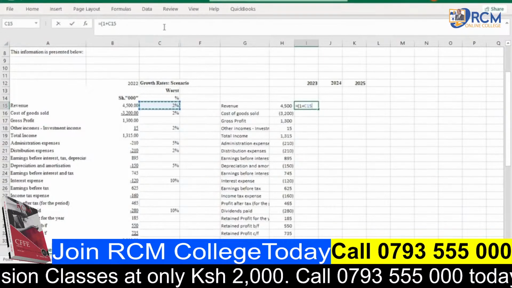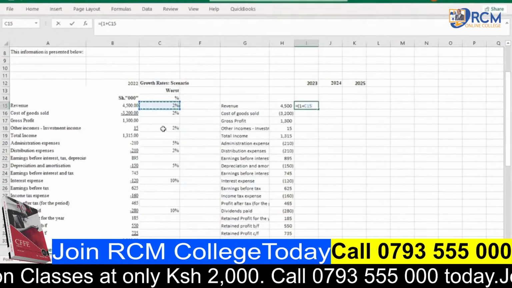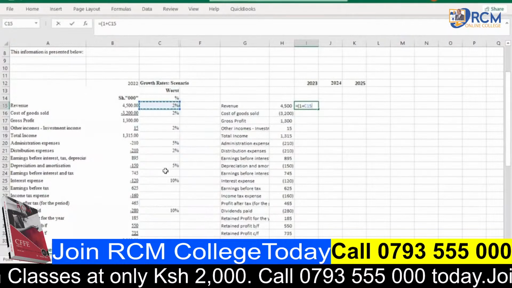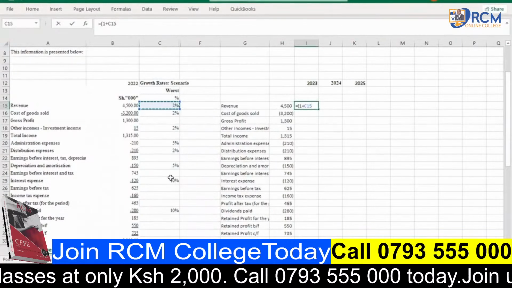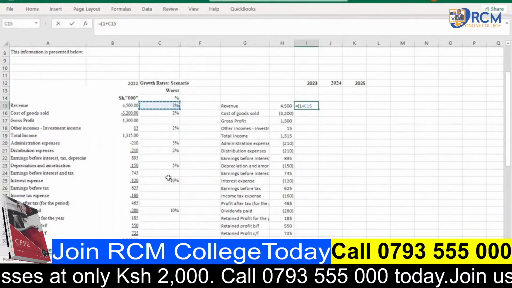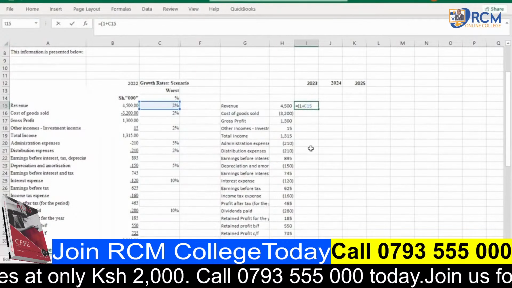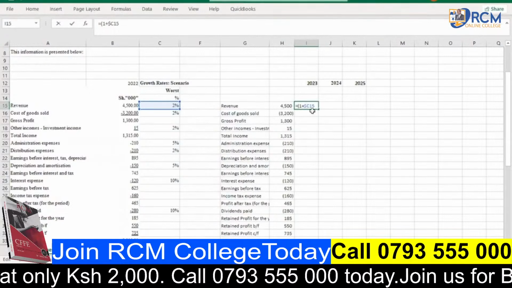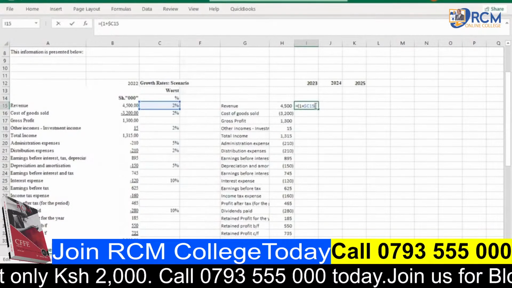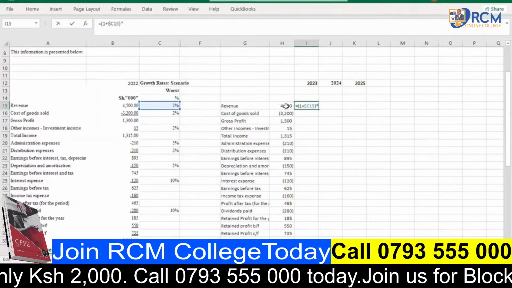So we are going to keep on referring to this column, but as we move downwards, we want these workings to keep on referring to this column C as the percentage growth rate. So what do I do? I only lock the column. I only place a $ sign before C to lock the column. So once that is done, I close the bracket and multiply it by the value that is there.